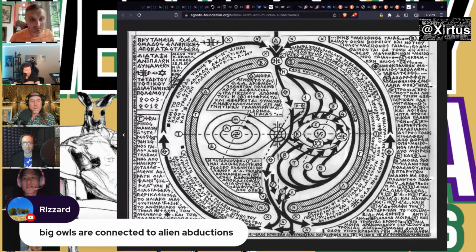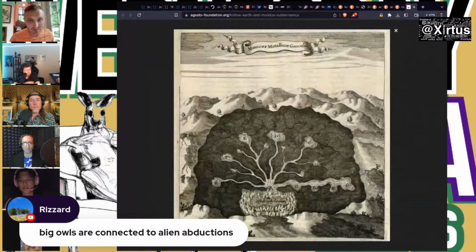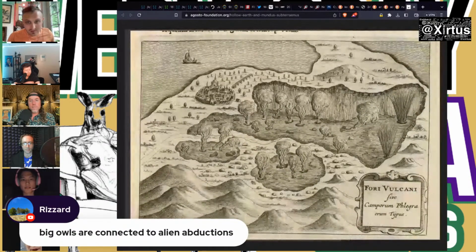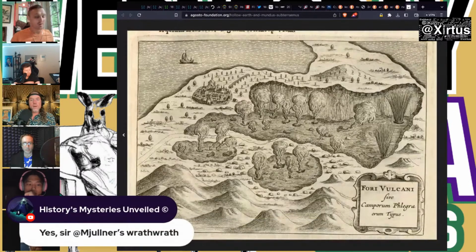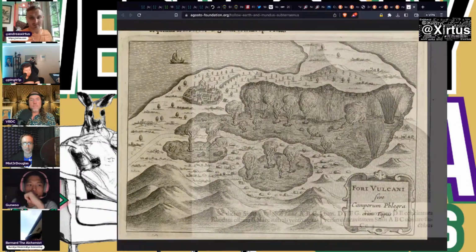Are big owls connected to alien abductions, or do big owls just abduct and eat people? Giant owls were a problem at one point. Not recently, though. I don't know.